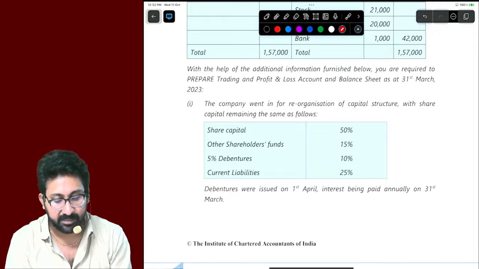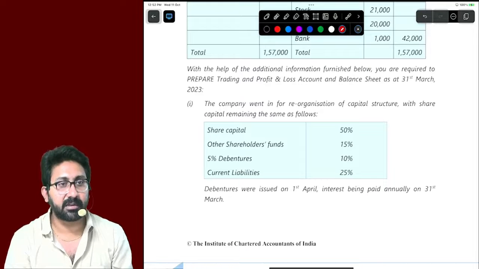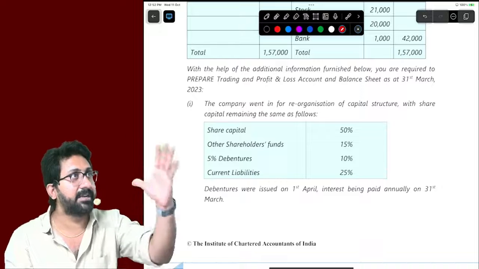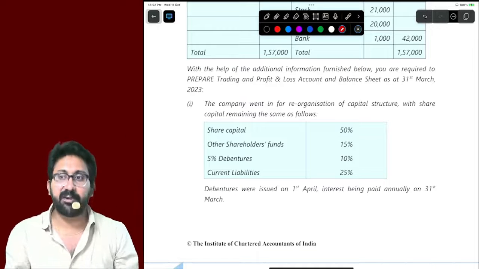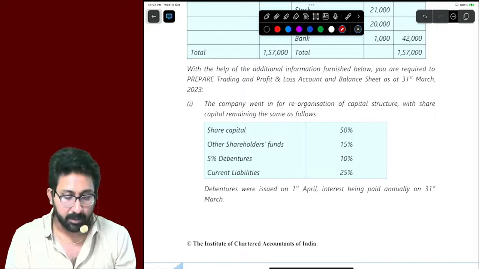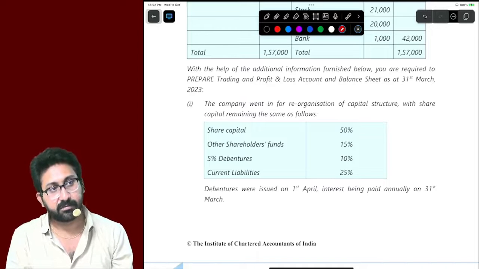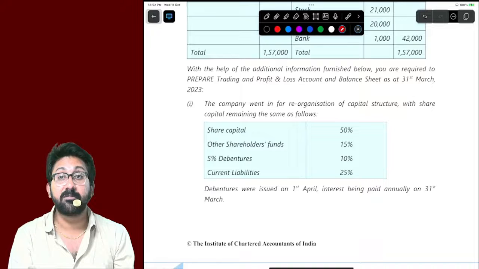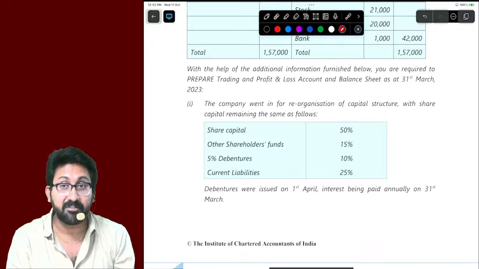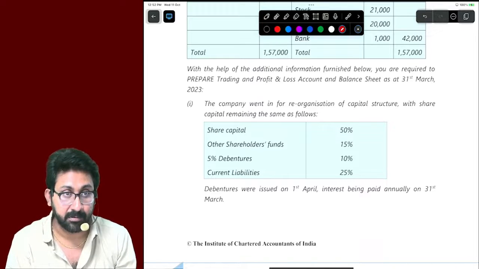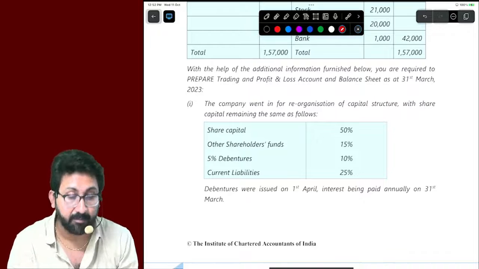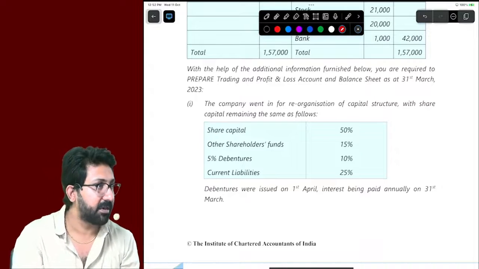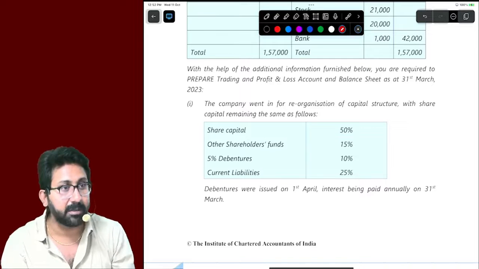Current liabilities. Totally, what is the liabilities side total? 100. In the total liabilities 100%, how much is filled by share capital? 50%. Other shareholders' funds? 15%. 5% debentures? 10%. Current liabilities? The company went for reorganization. Reorganization means capital structures are same or different? Different. How much will it be?